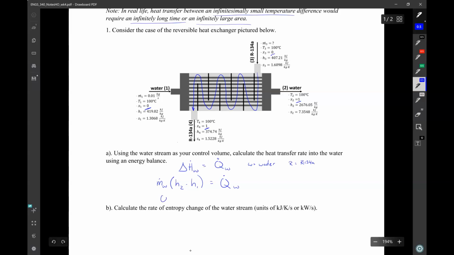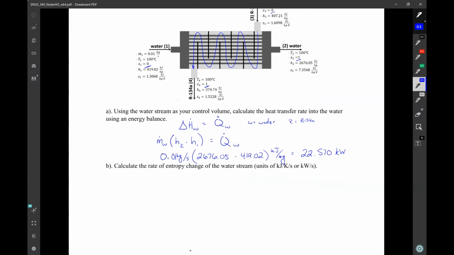And we can simply add our numbers to that. So 0.01 kilograms per second, that's our mass flow rate. And we have our enthalpies, 2676.05 kilojoules per kilogram minus 419.02, in units of kilojoules per kilogram. So our heat transfer, if we go through and do the math, is 22.570 kilojoules per second, or kilowatts.